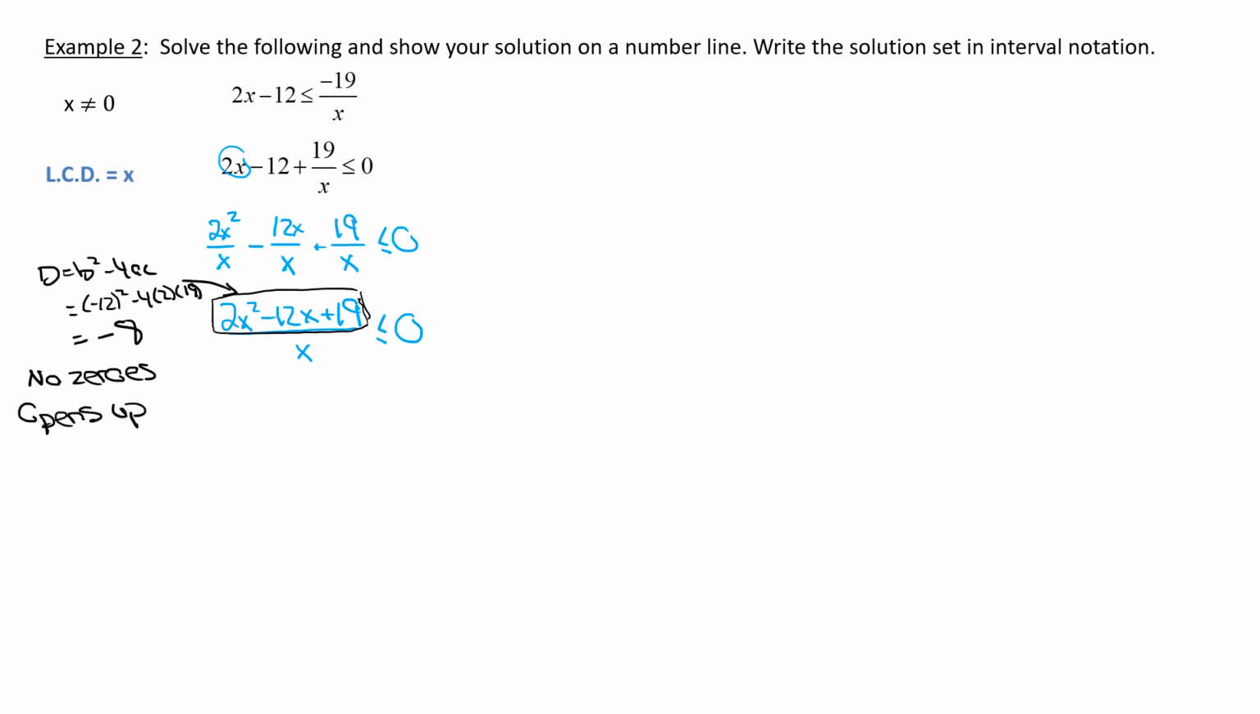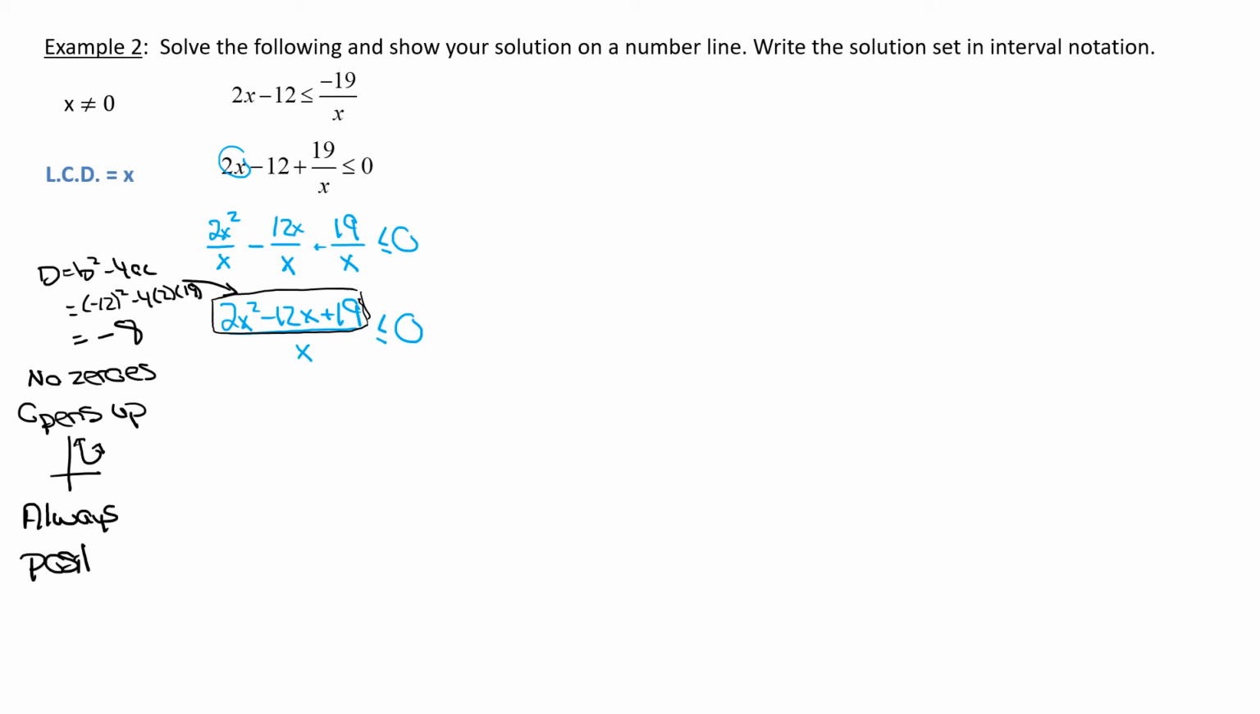So since it opens up and we have no zeros, that would be, let's do a little sketch here, something like this. It's always going to be positive because it opens up and there's no zeros. So no matter what you sub in for x into that top quadratic, you will always get a positive, no matter what you sub in. Always positive. Write that down. It's always positive.